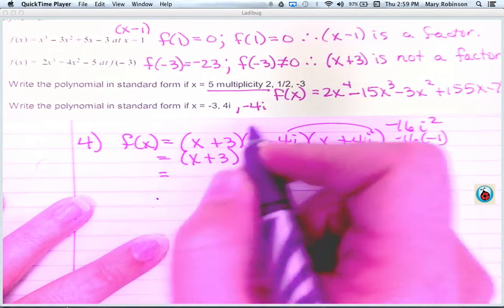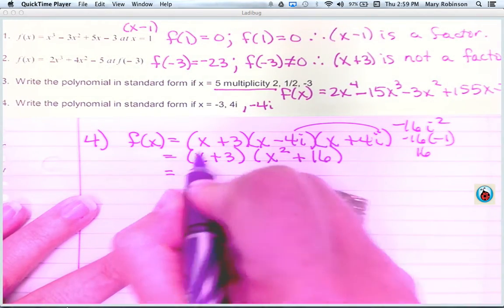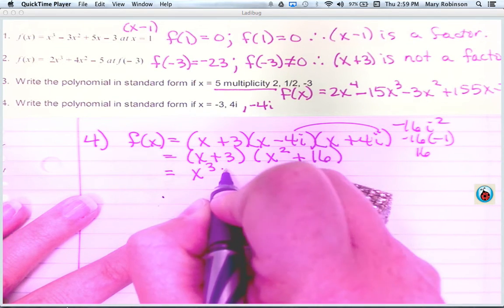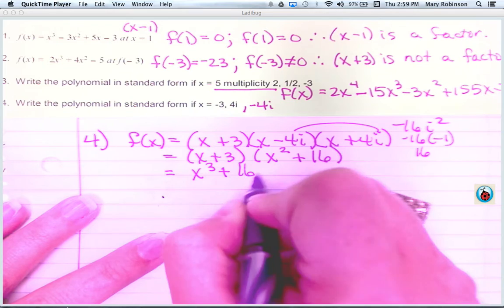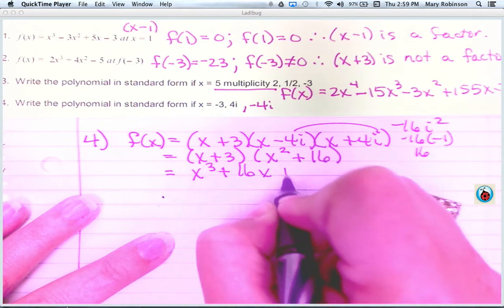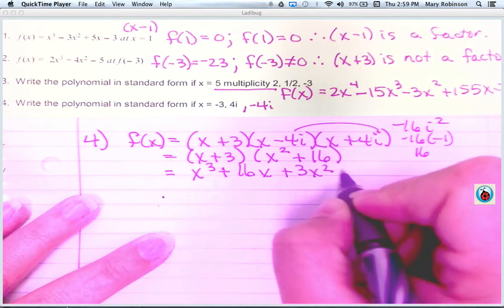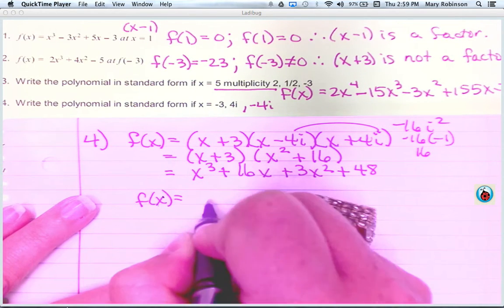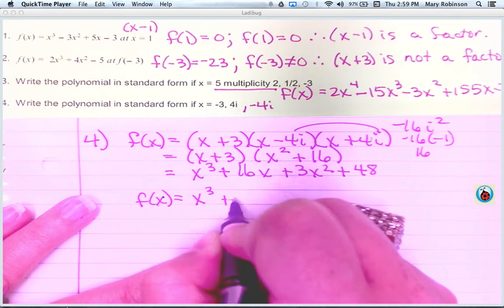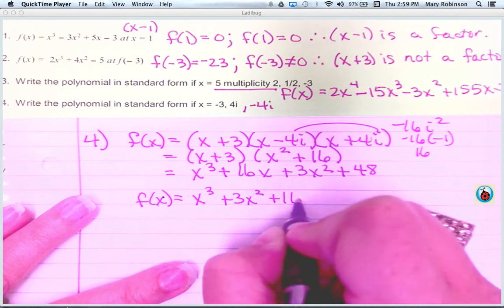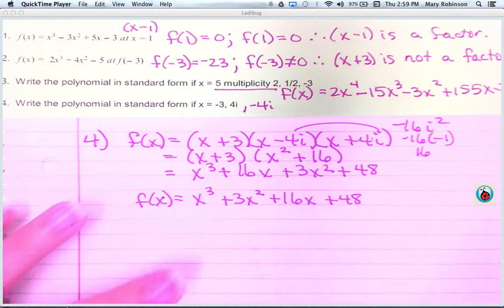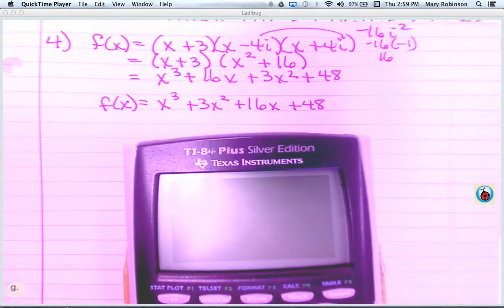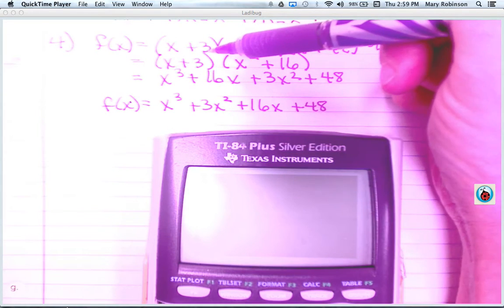So when I distribute, if you want to do box, feel free. X times x squared is x cubed plus 16x. Your inner plus 3x squared plus 48. Then please make sure when you write it in descending order. So x cubed plus 3x squared plus 16x plus 48. Now to check our answers, remember we should only see it cross one time, and that should be at -3.